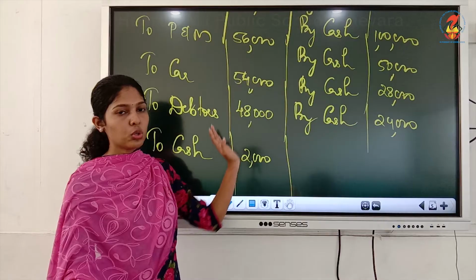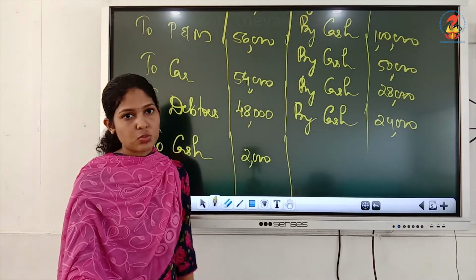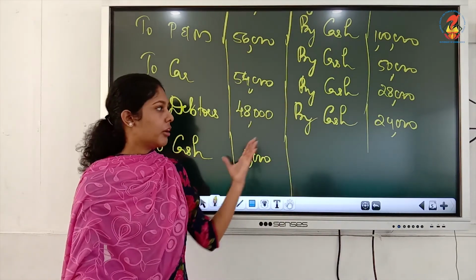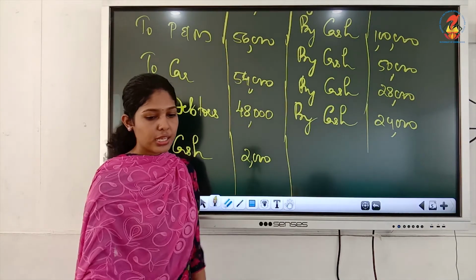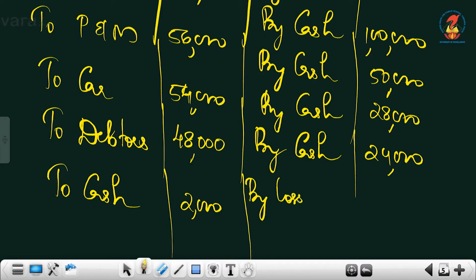Now, what did we do? We started with closing of assets and liabilities. Then we read the adjustments. The realization account is over. Now, you have to find the balancing figure as usual. So, here the balancing figure is loss. So, you write by loss on realization. As usual, transfer it to partners.